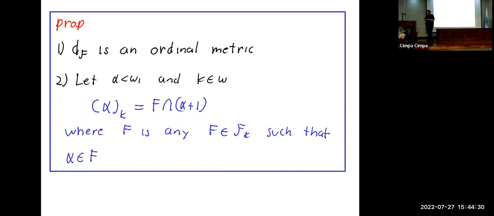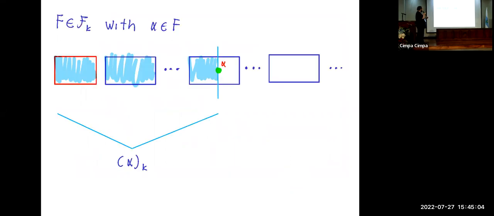So the point is that this is well defined because of what we talked about earlier. It doesn't depend on F, because if I take two elements F and F' in F_k that both have alpha, then the intersection is an initial segment. So maybe they are different after alpha, but before they are the same. So this one is well defined. I just take F that has alpha, and the ball is everything here.